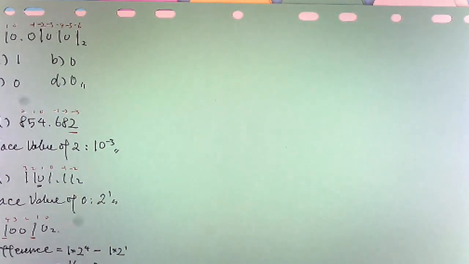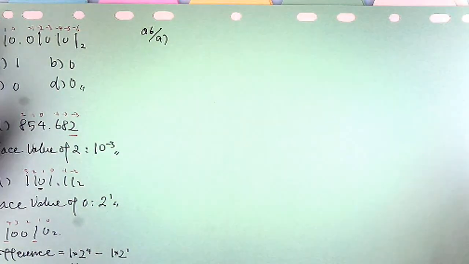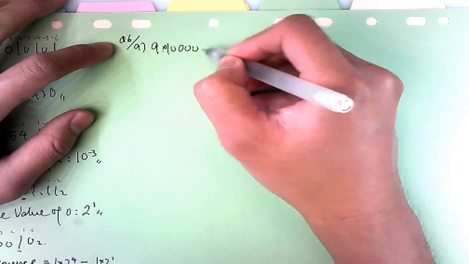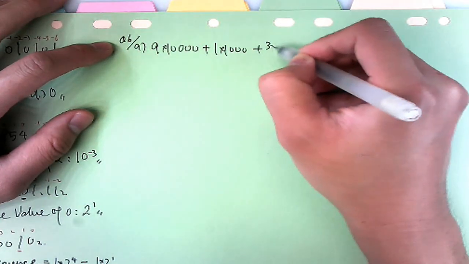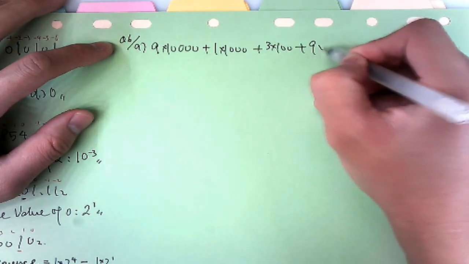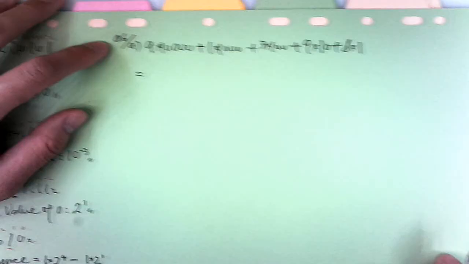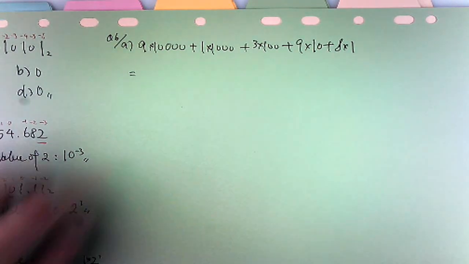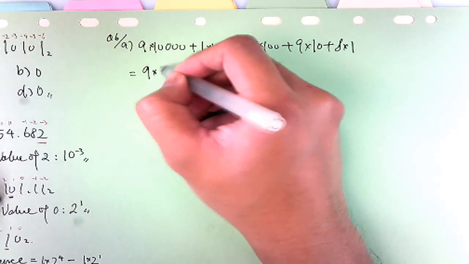So go to number 6 to number 7. For number 6, I'll do A. We copy out: 9 times 10,000, then 1 times 1,000, 3 times 100, 9 times 10, and then 8 times 1. So how to do this? We make all the 10,000 into 10 to the power something first. Understand? You do this.